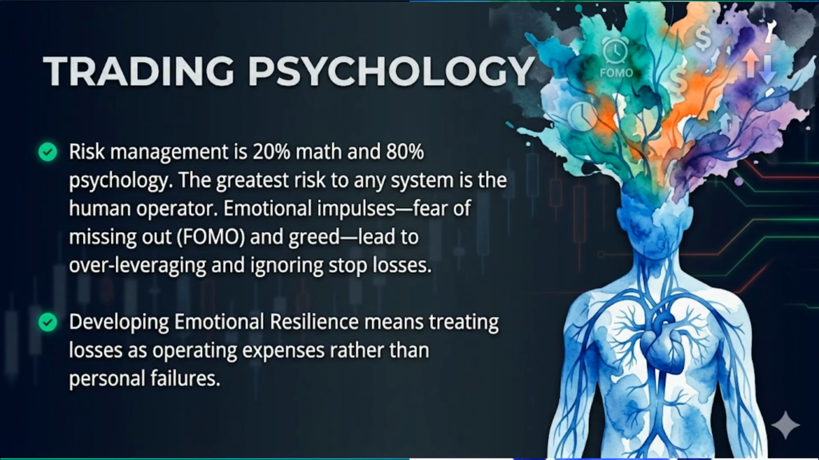Everything we've discussed, the math and the position sizing, accounts for only 20% of your success. The remaining 80% is trading psychology. The challenge isn't just finding a setup, it's managing the human operator. Your brain is hardwired to fear loss and chase gains, leading to FOMO and the impulse to ignore your stop loss when the market moves against you.